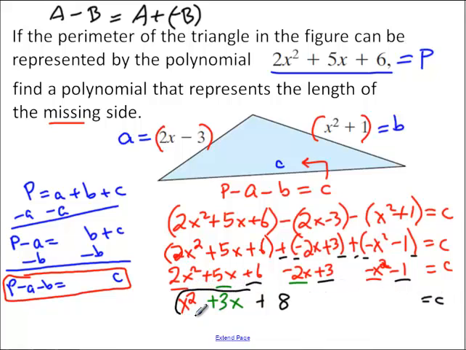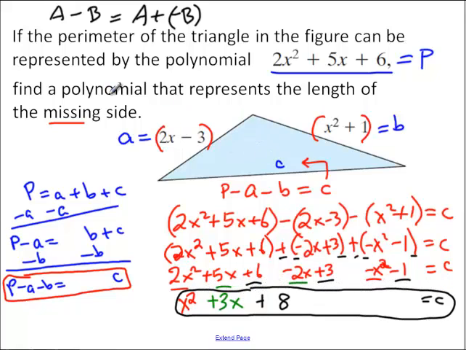And there is our description of C in terms of all the x's, because what we wanted to do was find a polynomial that represents the length of the missing side, and the length of the missing side was C. C was equal to P minus A minus B, and we just filled in some terms, and we combined like terms down here after we changed subtracting a polynomial to adding its opposite. Subtracting a polynomial becomes adding its opposite, and we combine all the like terms after we throw away the plus parentheses, and we got to the answer of x squared plus 3x plus 8.